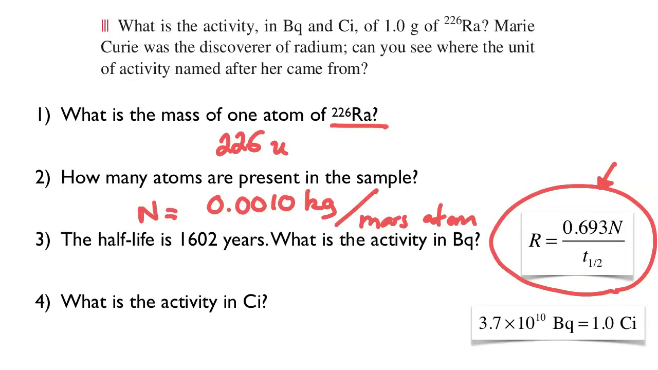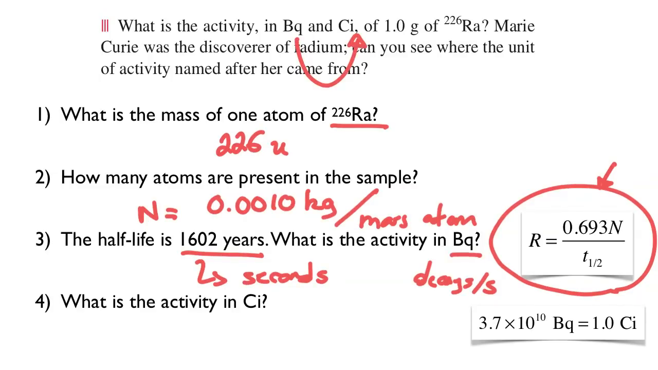If I know that, and I know the half-life, I can compute the activity in becquerels, but becquerels is decays per second. And since becquerels is decays per second, I have to take this 1602 years, and I have to convert that into seconds, okay? So then I can go ahead and compute the activity in becquerels. Having gotten it in becquerels, I can convert it to curies. So keep calculating. I'll be back.